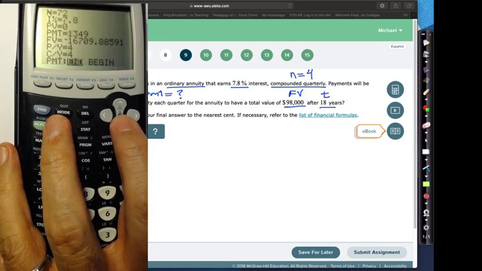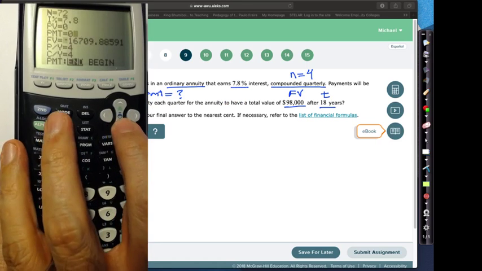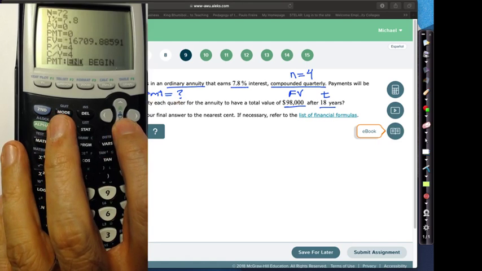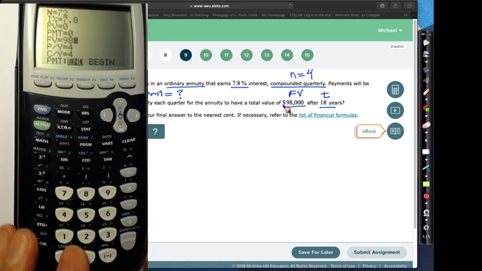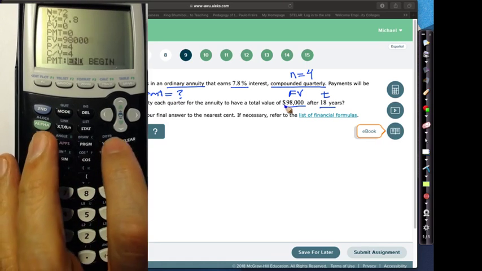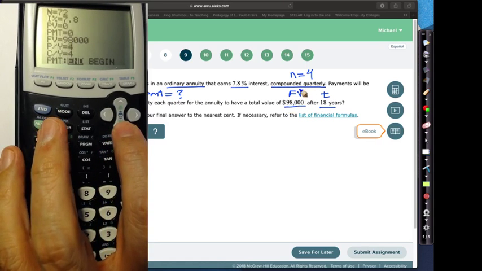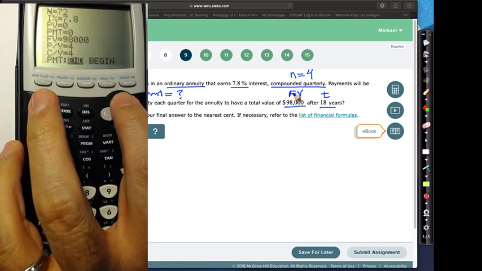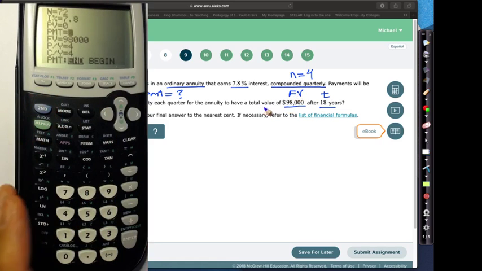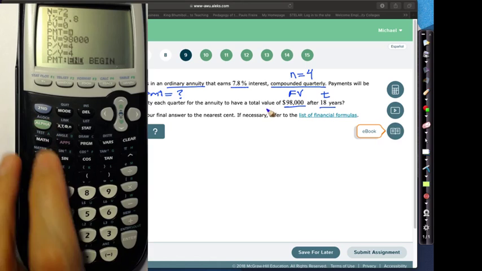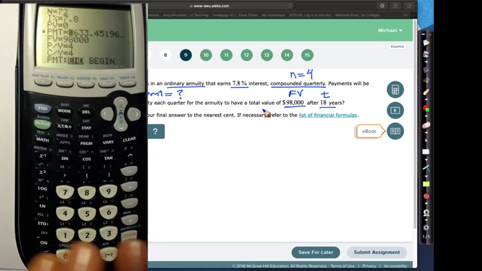The payment is what we're looking for. I'm going to change it to 0 for now, and then I'm going to solve on it. What we're looking for is a future value to have 98,000. Payments per year is 4 because it's quarterly, so those are all good. We just need to solve on the payment and we're done. So we do our alpha, enter, and it's solved.